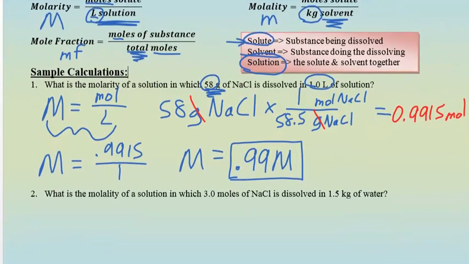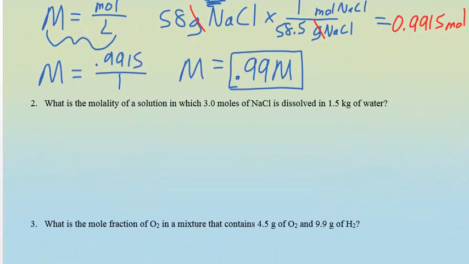Moving on to number 2. What is the molality of a solution in which 3 moles of NaCl is dissolved in 1.5 kilograms of water? So it's in the water, so this is our solute.